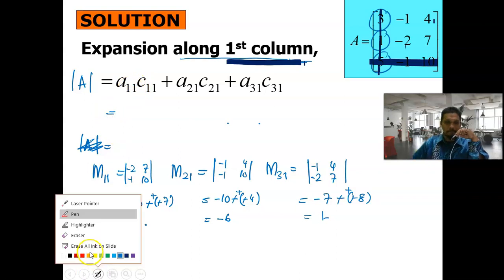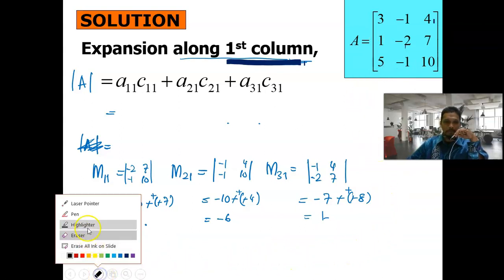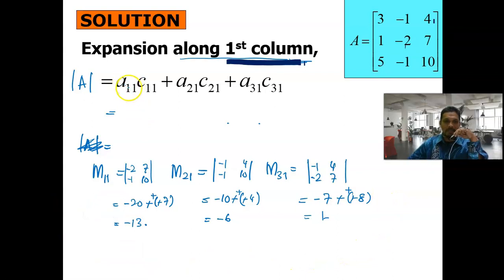Okay, before that, we delete every single sign that we have here. Okay, element of A11, which is 3, multiplied. Okay, class, this is minor, and please remember that we have this pattern here: positive, negative, positive, negative, positive, negative, positive, negative, positive. So this is minor of M11. M11, we have sign of positive here.